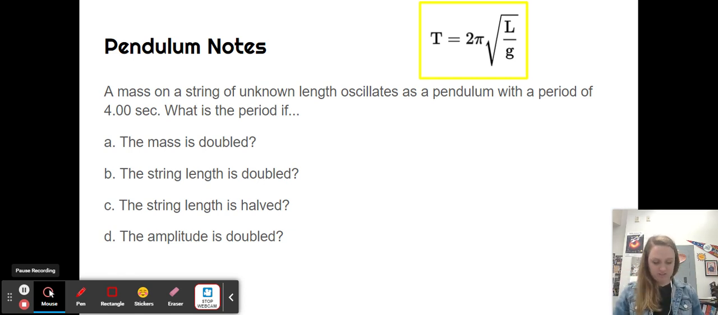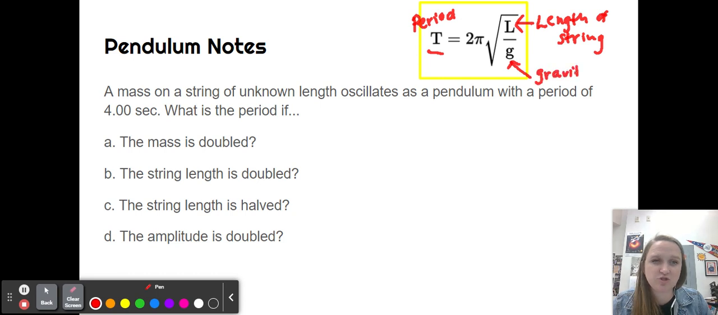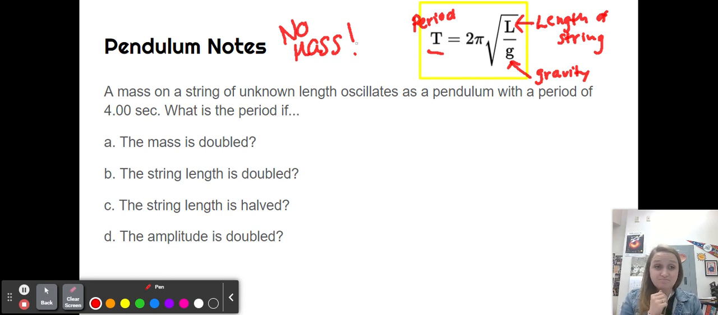Now I want to look at this equation specifically. If we look into the pendulum equation, which is right here up top, you can see we've got period. We've got 2 pi. We've got an L. This is the length of the string. And then we've got G. This is the gravitational field strength. I'm just going to say gravity just because I don't have a lot of space. So really what it comes down to is there is no mass in our pendulum equation.